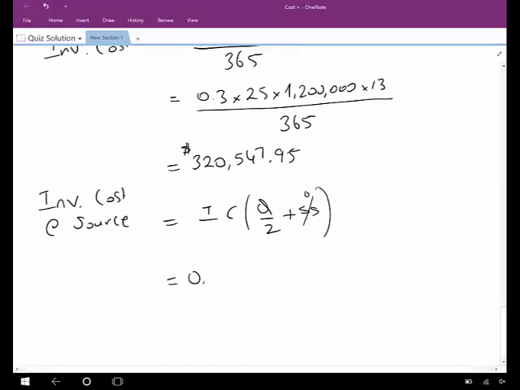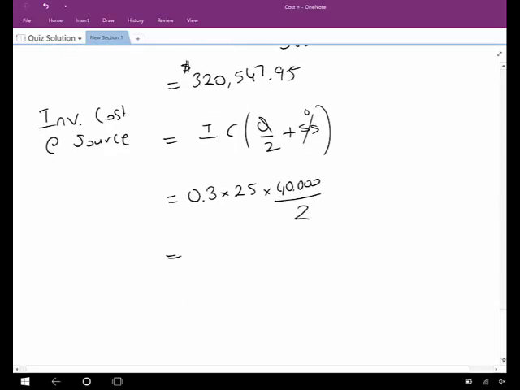So 0.3 times 25. Shipment quantity, if I do ship with the truck, is 40,000 pounds, and then I divide by 2, and I end up with $150,000.